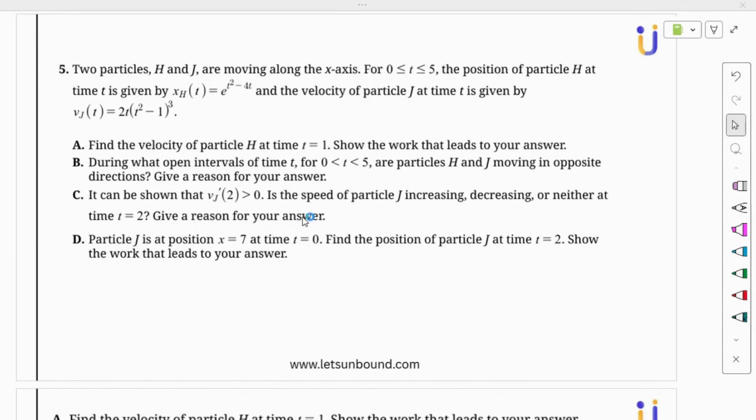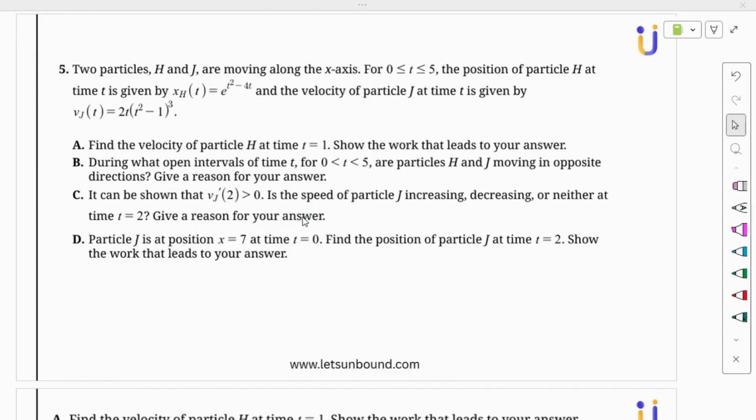For 0 to 5, it's about time t. The position of the particle H at time t is given by xH of t equals e to the power t squared minus 4t. And the velocity of the particle J at time t is given by this. So for 0 to 5, the position of particle H is given as a function, and the velocity of particle J is given. Now, part A: find the velocity of H at time t equals 1. So instantaneous velocity, and you need to show the work.